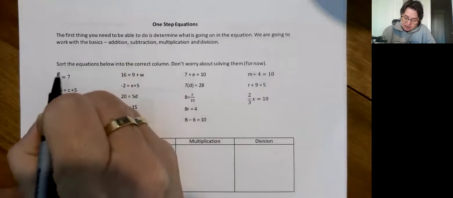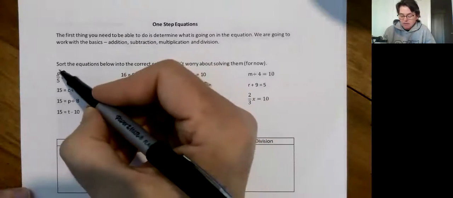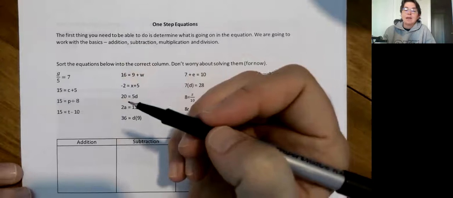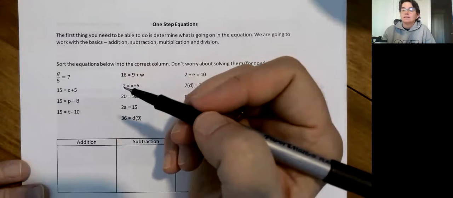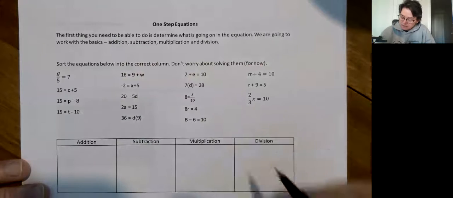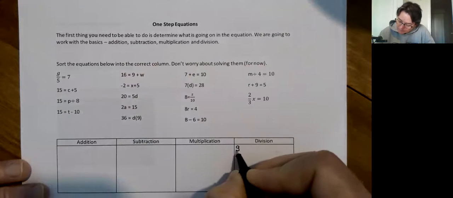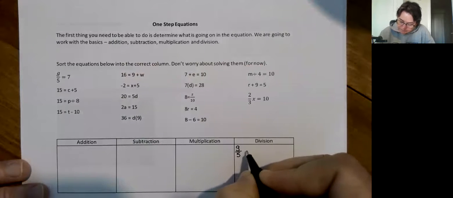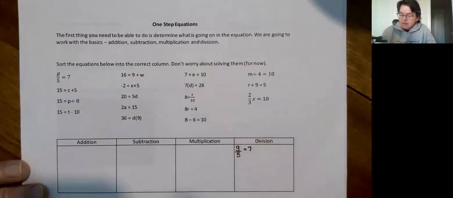All right, so we've got G. So we've got this weird fraction thing is equal to 7. So G divided by 5 is equal to 7. And I just said it there. It's a division question. Anytime you've got a fraction, it's going to be a division. So I'm going to go there, because that fraction line means divide by.